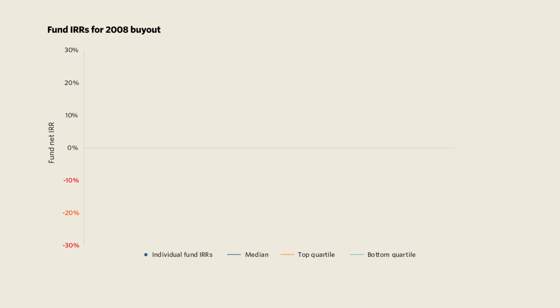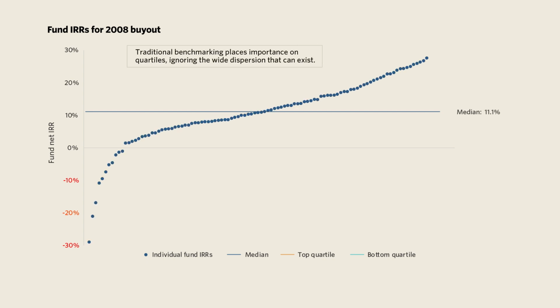Take the 2008 vintage buyout cohort as an example. The median IRR was around 11%, but the dispersion was massive. The top quartile threshold starts at 18% and the bottom just 6.3%. And within the top quartile, the best funds were in the high 20% range.